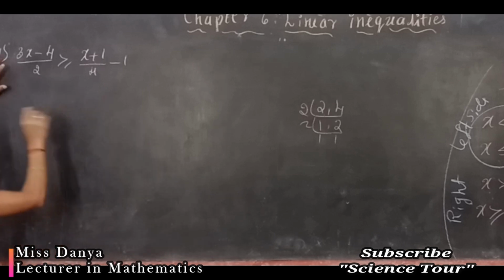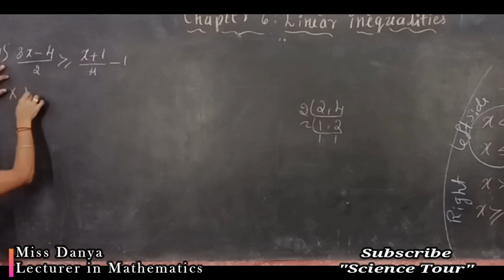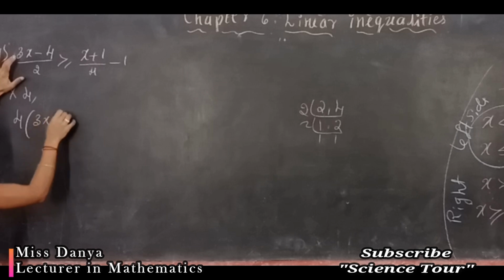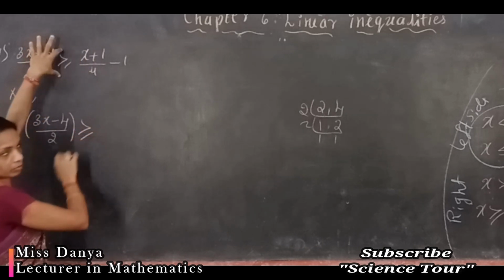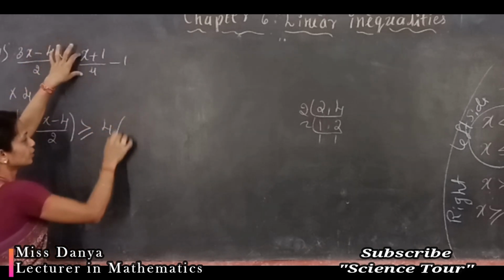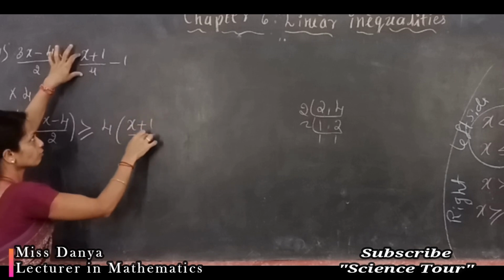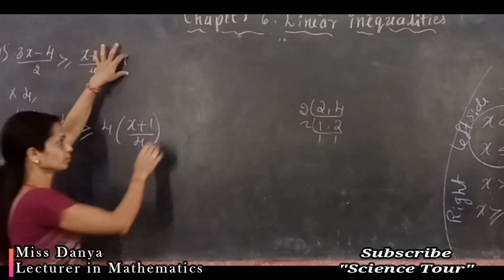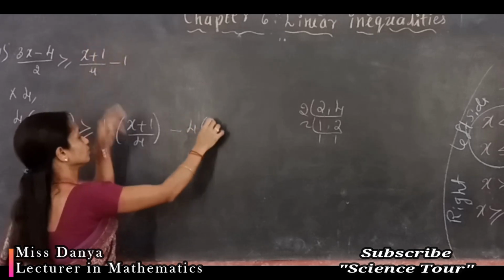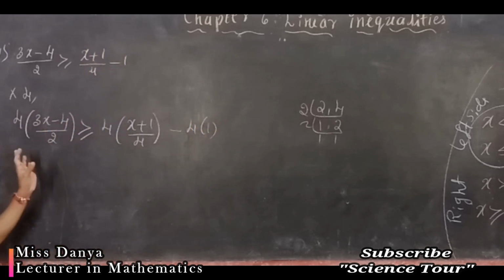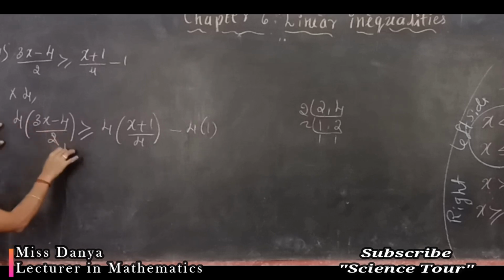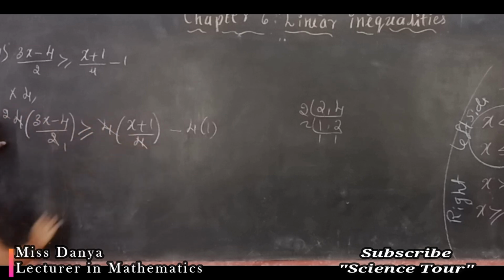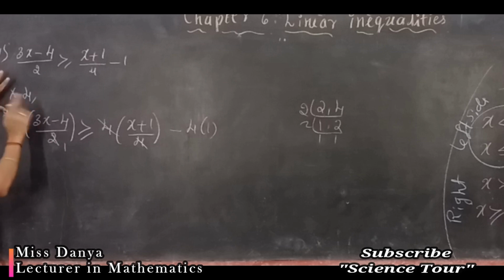So now I will multiply by the LCM of these denominators, that is 4. So 4 into (3x minus 4) divided by 2, then greater than or equal to symbol you have to carry, then 4 into (x plus 1) divided by 4. Close that, then 4 into the LCM into this number 1. Now after multiplying by the LCM you have to cancel that LCM with the denominator. 2 ones 2 times, here 4 cancels. Now multiply the outside number inside the bracket.